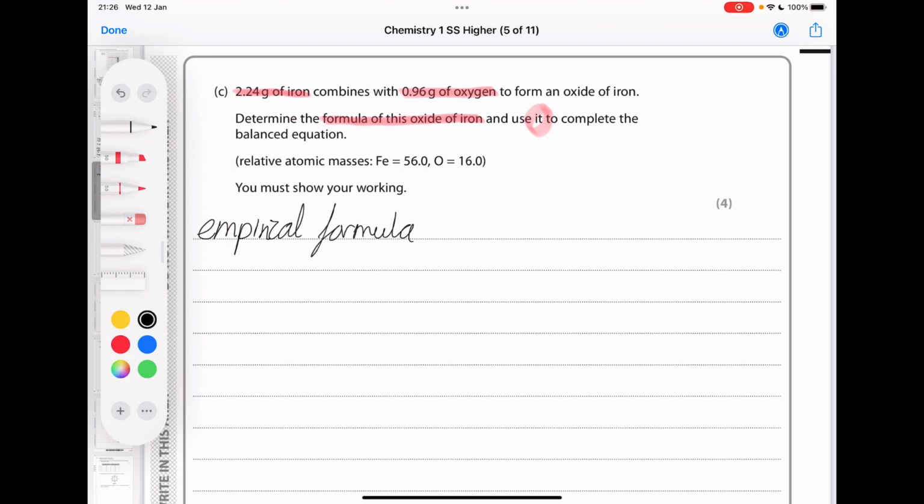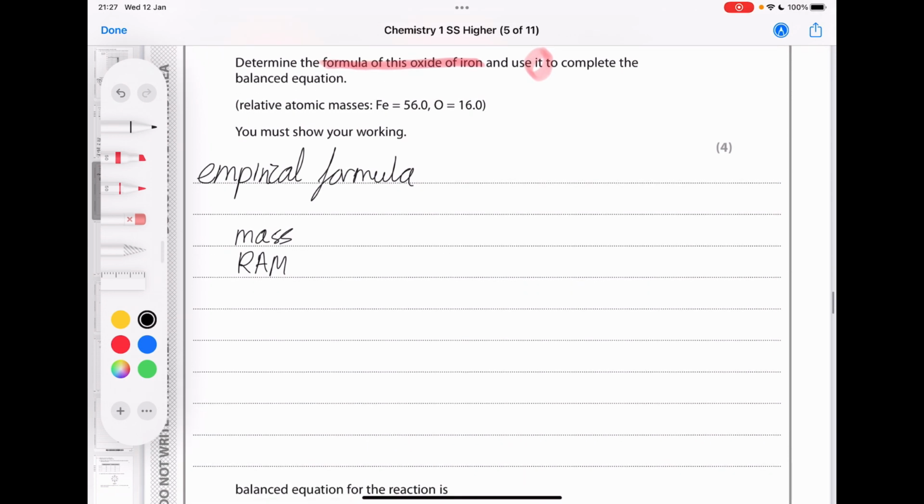And therefore, we need to find the simplest ratio of atoms, or the simplest ratio of elements, or the simplest ratio of moles. And the easiest way to do this is to lay out our working out as a table. So I've got my masses in the question. I've got the relative atomic masses, either from a periodic table, or in this case they've given this to me in the question. I then need to work out the mass divided by the relative atomic mass, and finally a ratio.